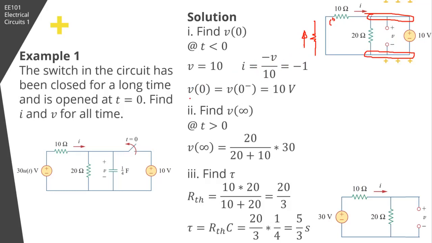Then, so v0 is just equal to v at 0 minus. So that's equal to 10 volts. So nakita na nato, no? Tapos ato ang i at less than 0 natin negative 1. Dayon, pakitaan na to si v at a very long time or at infinity.